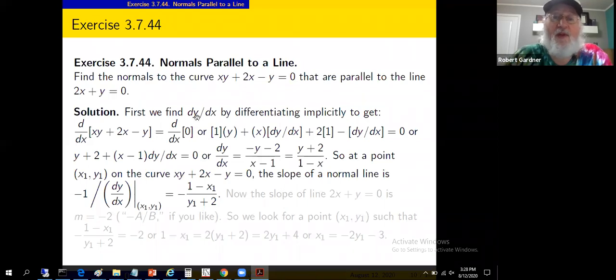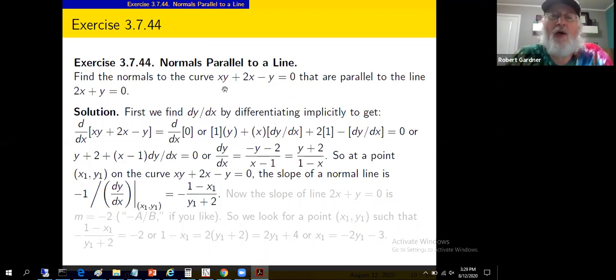So let's find dy dx by differentiating implicitly. And you might observe, hey, can you solve for y in terms of x in this one? You know what, I bet you can for a change. I bet you could solve for y in terms of x. Now that doesn't necessarily mean that's any easier to deal with. Let's do it with implicit differentiation because that's what we're illustrating.